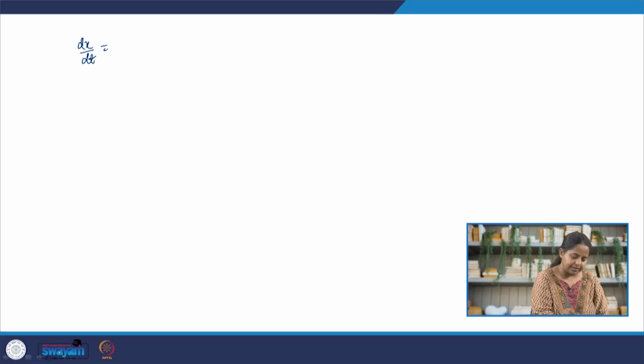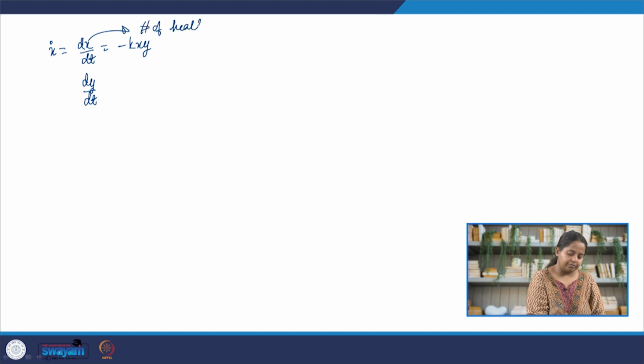dx/dt is equal to minus kxy, where x is the number of healthy people, and I'm going to introduce a symbol for dx/dt. It is x with a dot over it. This is a very commonly used symbol to show derivatives of a variable. And then the rate at which sick people were changing. Here x is, remember, the number of healthy people in the population, and dy/dt was kxy minus ly.